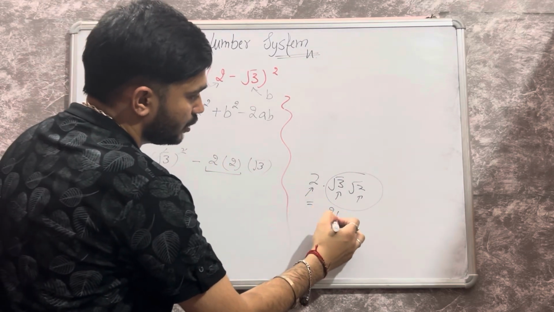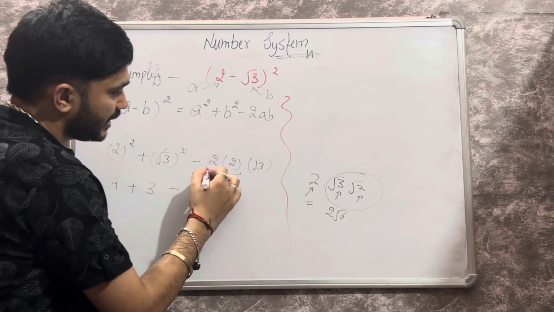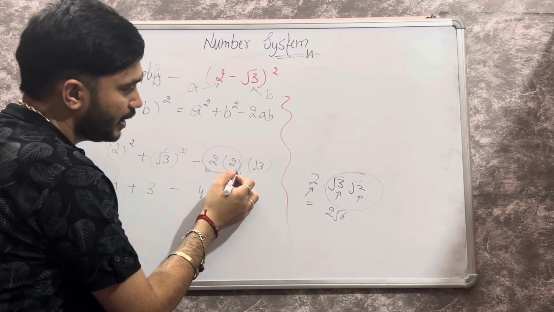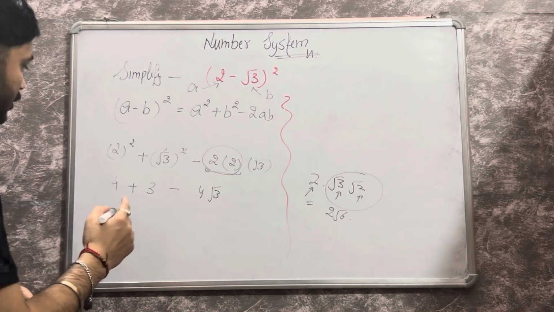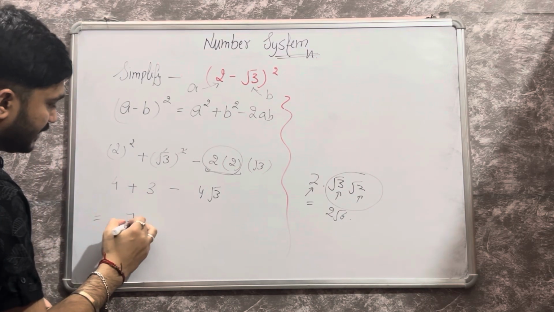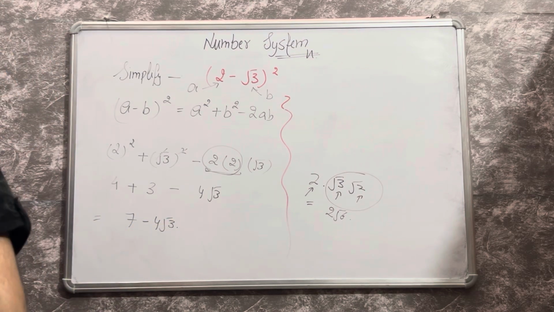Always multiply irrational with irrational or rational with rational. You will get 2√6 there, but here you are going to get 4√3 because rational numbers are going to be multiplied and the irrational number is going to be written as it is. So you will get 4 plus 3, that is 7, minus 4√3. Any doubt?